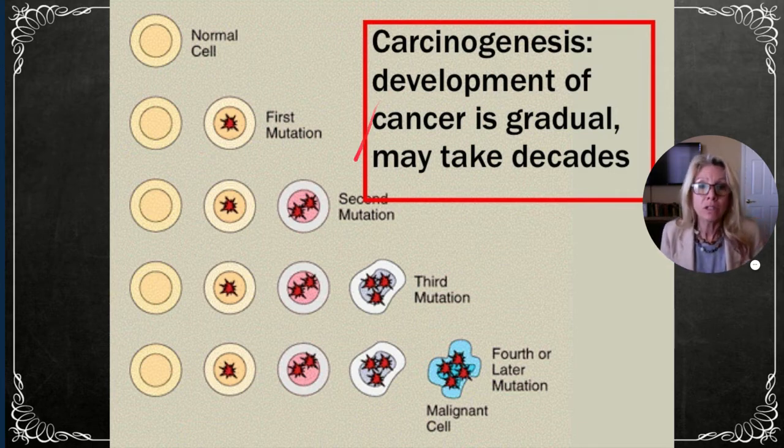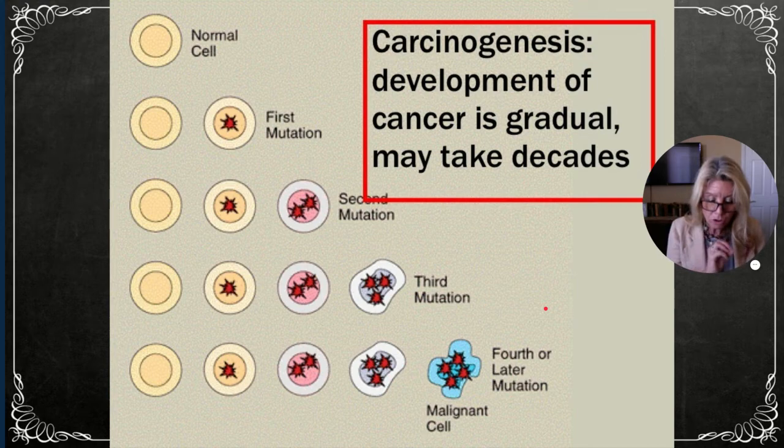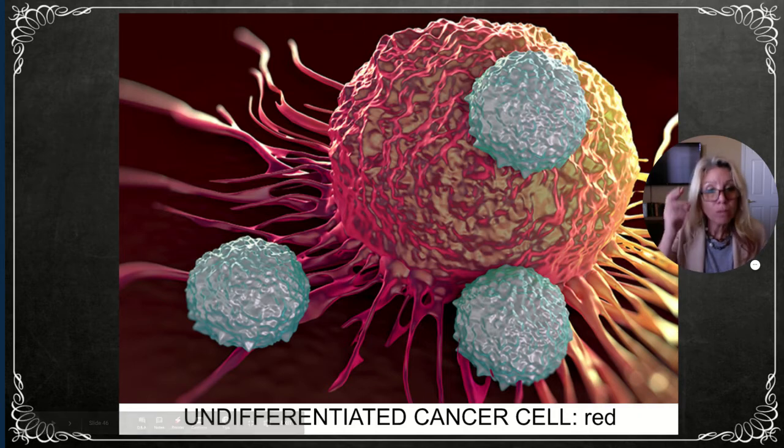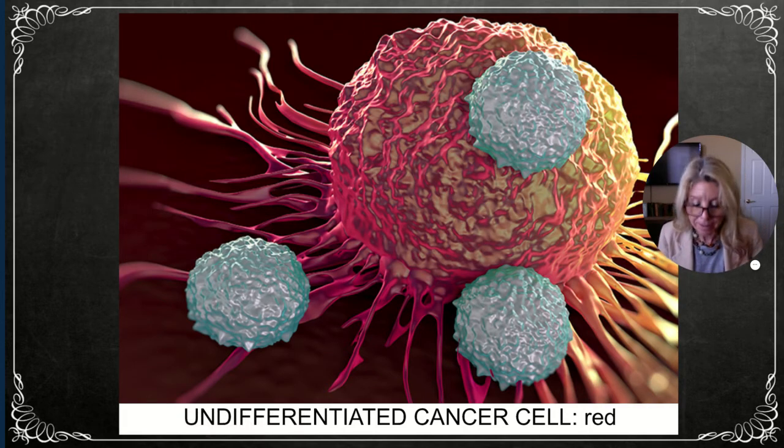Okay, so carcinogenesis on your notes is the development of cancer, which is usually gradual and can take decades. An exception to that would be retinoblastoma. It's a single mutation, and that's cancer of the eye.